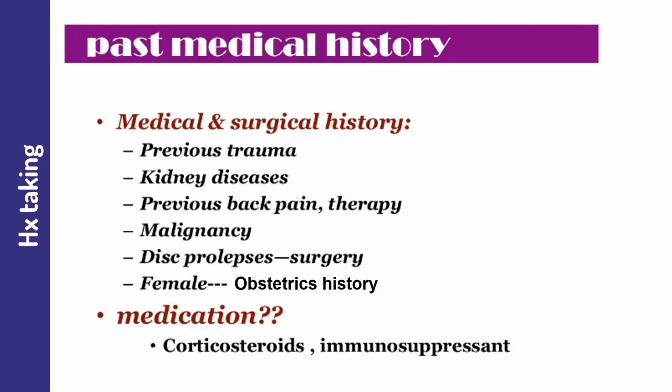And the past history should include any history of trauma and history of any kidney problems, previous back pain or any treatment, and malignancy anywhere else, so as to rule out any secondaries in the spine, and also whether he had any disc prolapse and any surgery has been done, and obstetric history. The medications: the corticosteroids, to rule out osteoporosis, and immunosuppressants. These all decrease the immunity of the patient.